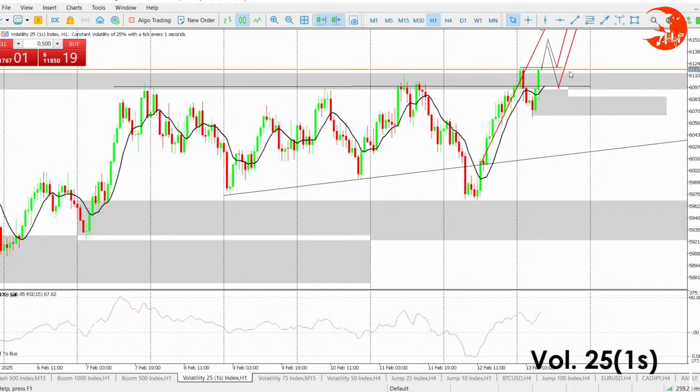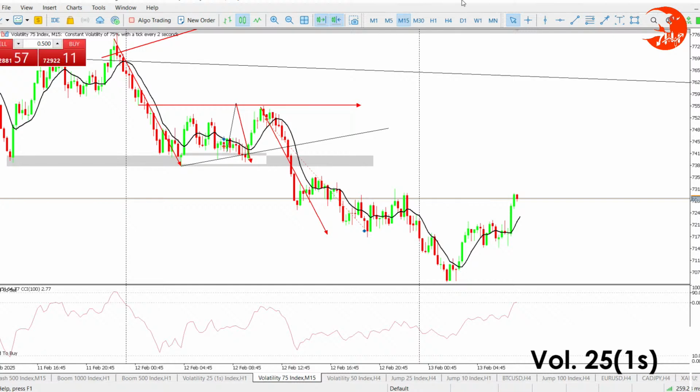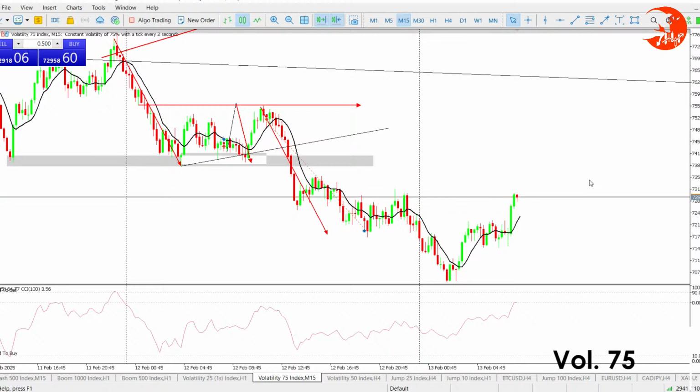So that is how I will be looking at making an entry on V25. We made that money yesterday. Congrats to those that did so. V75. Time is rushing. We made money yesterday also on V75.